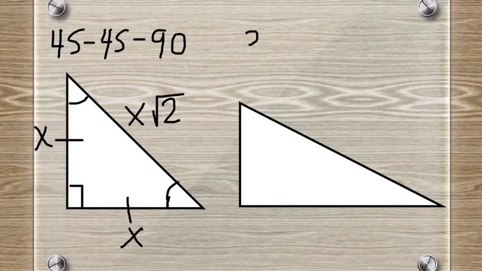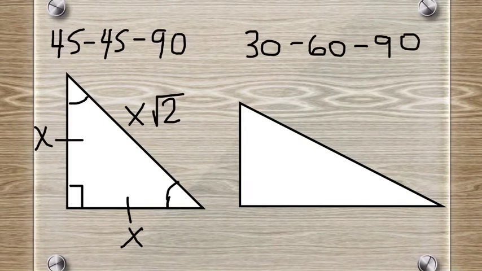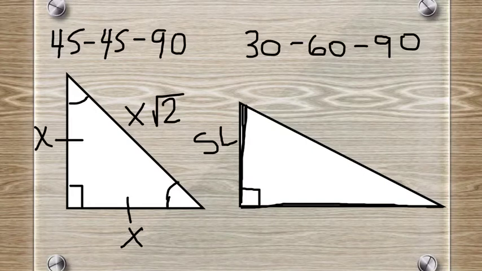Okay, well, for a 30, 60, 90, you'll notice it looks a little bit different. The biggest difference is our legs are not congruent. One leg is short, a lot smaller than the other one. This we call the short leg, and I'll just put SL for now. The other leg is a lot longer in length. We're going to call this the longer leg. The good part is the hypotenuse is not going to change.